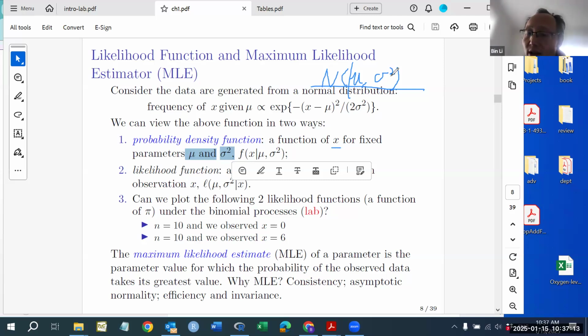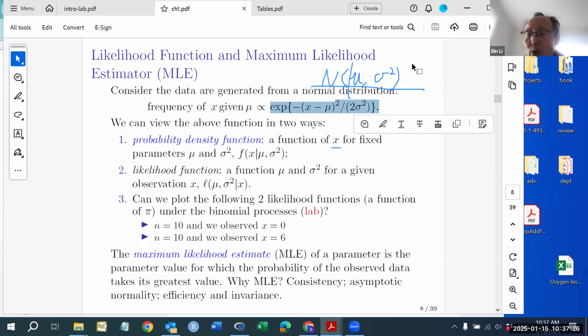But we can also view it in a different way, okay? Another way is called the likelihood function. So what is a likelihood function? The likelihood function views this part in a different way: now it's not a function of x. It's a function of mu and sigma square for a given x. You see that? Because we have three variables in this function, is that right? X, mu, and sigma square. So for the PDF, it's a function of that.